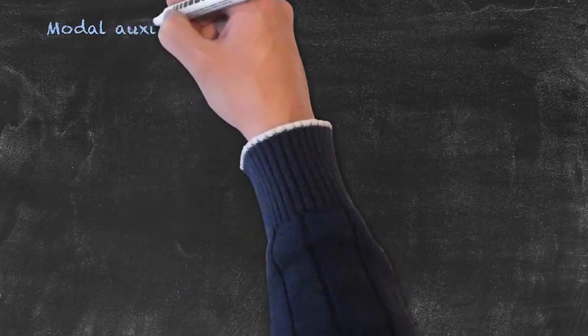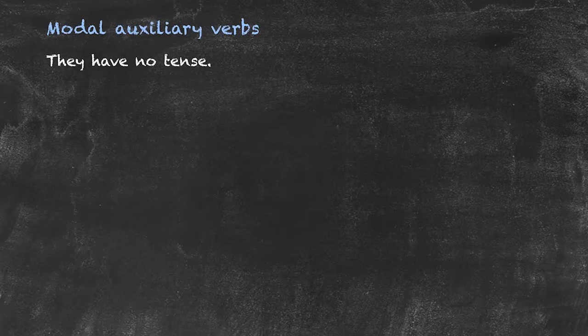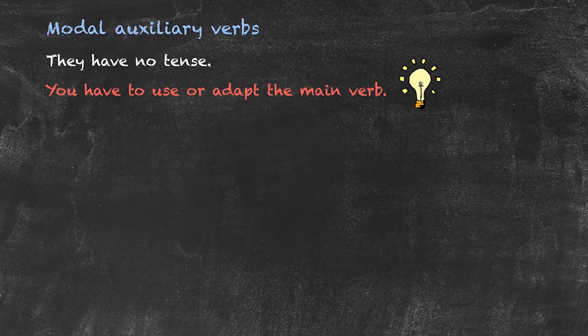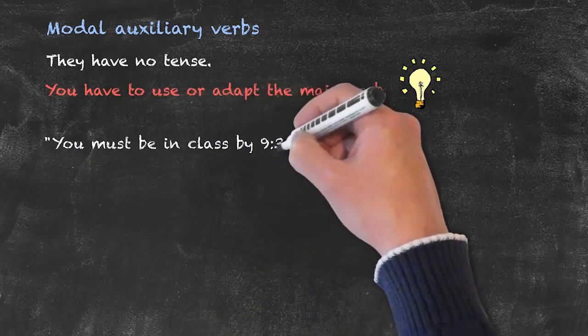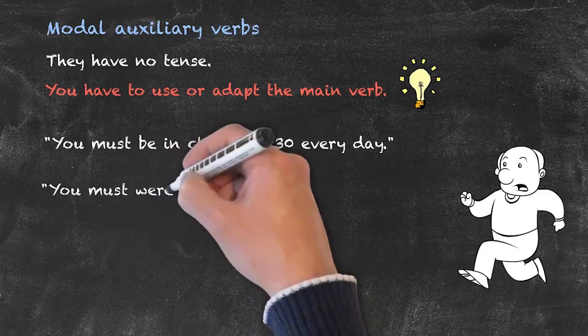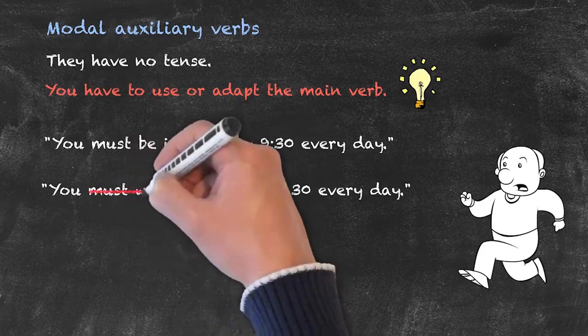Another point that students find difficult to grasp is that modal auxiliary verbs have no tense. To express tense or time, bearing in mind that they are not the same thing, you have to use or adapt the main verb. Some modals can't be used to talk about the past or the future. Let's have a look at this sentence. You must be in class by 9:30 every day. That's an obligation for something that you need to do regularly. If you wanted to talk about the past, students might initially feel that you can write a sentence like this. You must were in class by 9:30 every day, to express an obligation in the past. That is not the case.